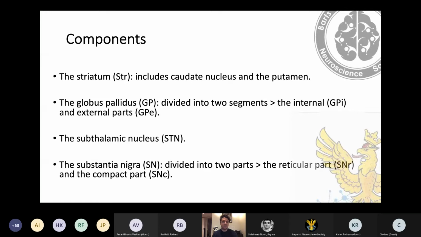Now, I've got plenty of pictures coming, so those of you who are very visual, do not worry. The subthalamic nucleus is pretty much perfectly named. It sits beneath, in the inferior part of the thalamus. And then the substantia nigra is divided into two parts. We've got the reticular part, which we won't talk a great deal about, and we'll talk about the zona compacta in particular. That comes into quite important relevance with the clinical sections.